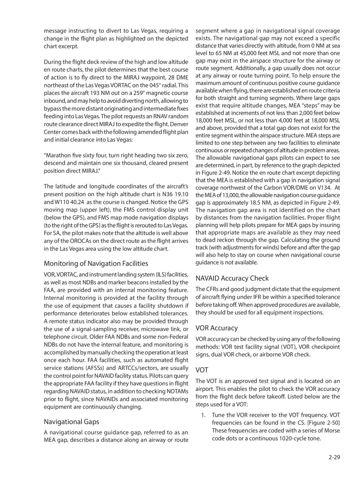Monitoring of navigation facilities, VORTAC and instrument landing system, ILS, facilities, as well as most NDBs and marker beacons installed by the FAA, are provided with an internal monitoring feature. Internal monitoring is provided at the facility through the use of equipment that causes a facility shutdown if performance deteriorates below established tolerances. A remote status indicator also may be provided through the use of a signal sampling receiver, microwave link, or telephone circuit. Older FAA NDBs and some non-federal NDBs do not have the internal feature, and monitoring is accomplished by manually checking the operation at least once each hour.